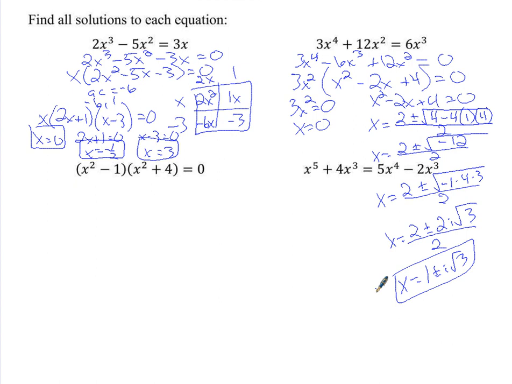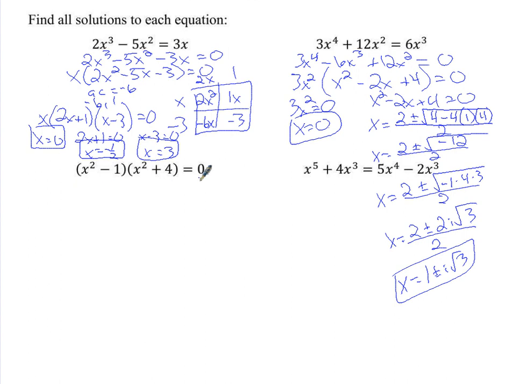How many roots did I get there? 2. The plus or minus means I have 2 sitting there. How many roots did I get here? You see 1, but actually there's 2. So a total of how many roots? 4. And how many did I want? 4. So I found them all. You have to find all of them.